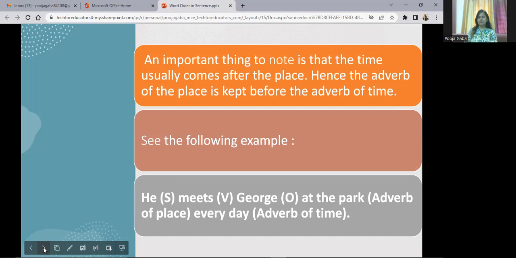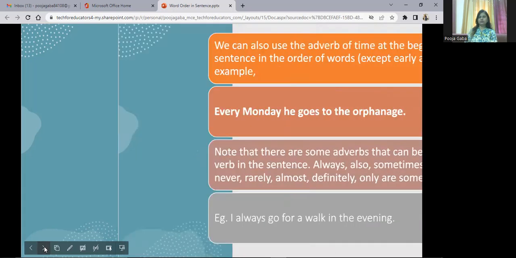Now see this example. He meets George at the park every day. Now here he is the subject, meets is the verb, George is the object, at the park is the adverb of place, every day is the adverb of time. So adverb of place is written before adverb of time.